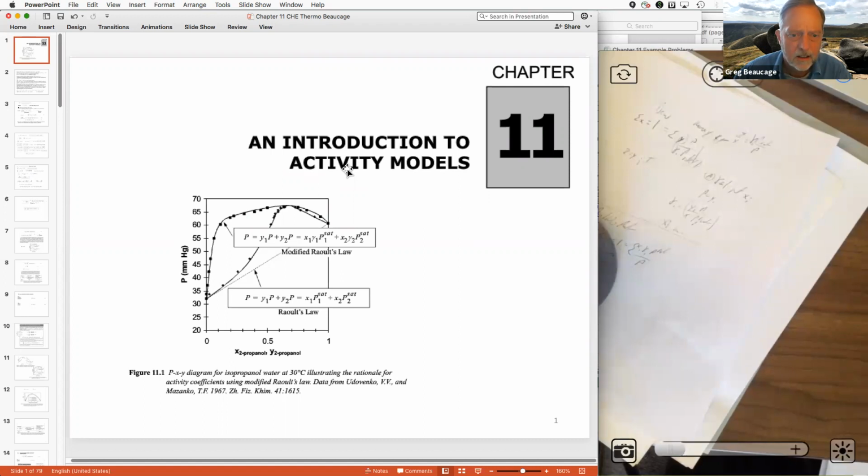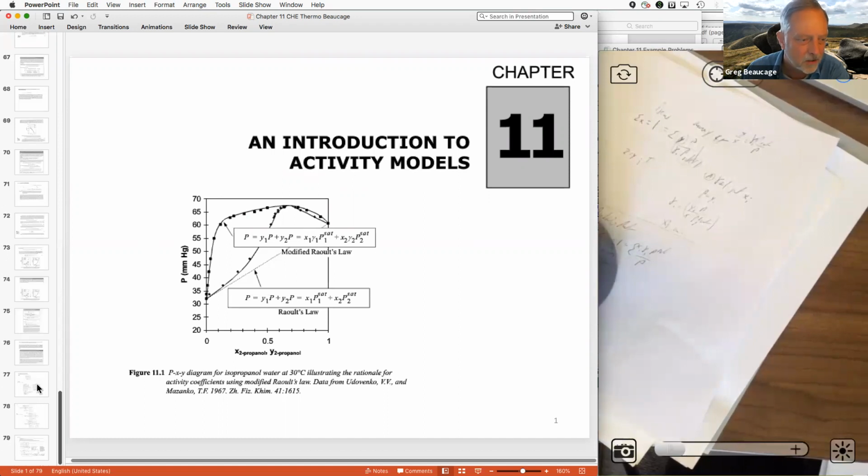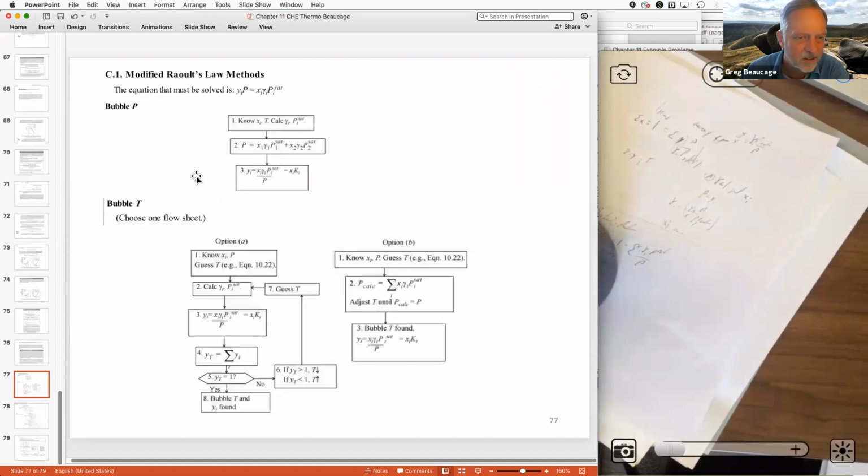Let's see. So the quiz this week is basically going to be calculations using this activity coefficient. It's going to be similar to the things we did last week, except that it's using the activity coefficient with it, so you end up with these kind of more complicated routines that you need to do. So this is in Appendix C in the back of the book.